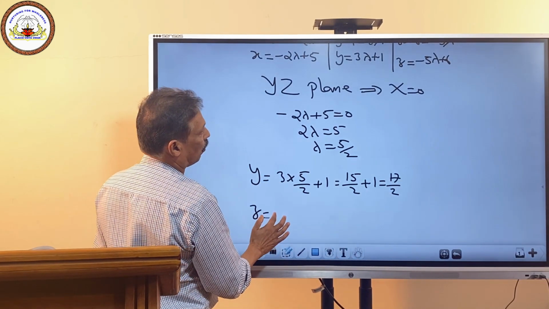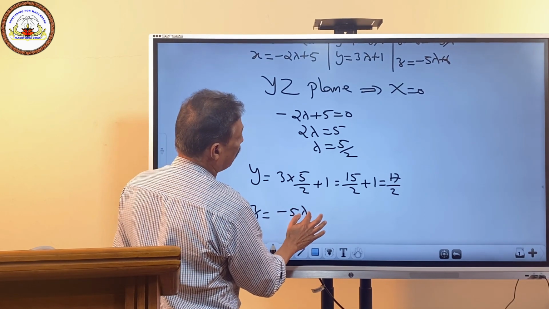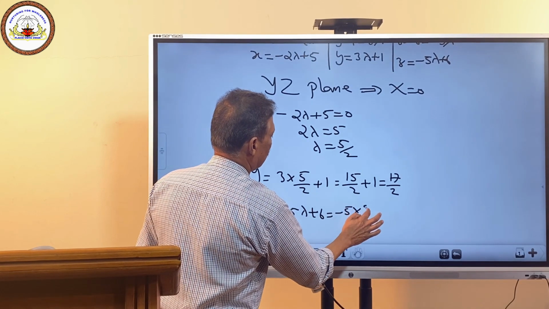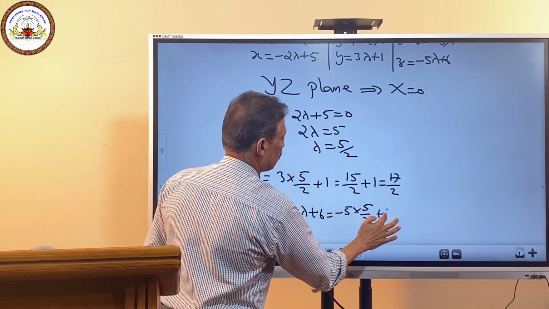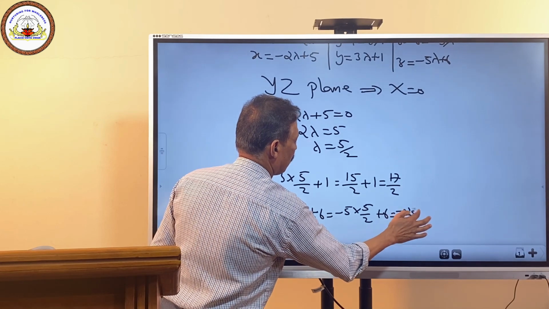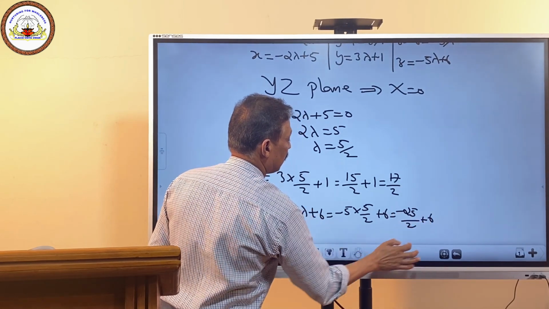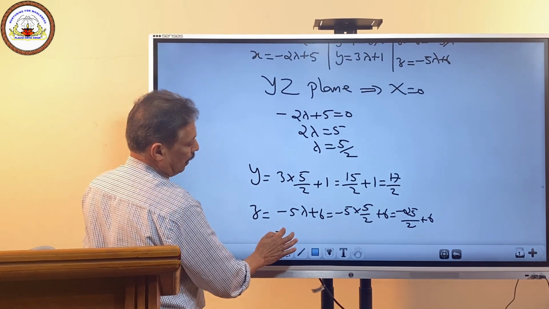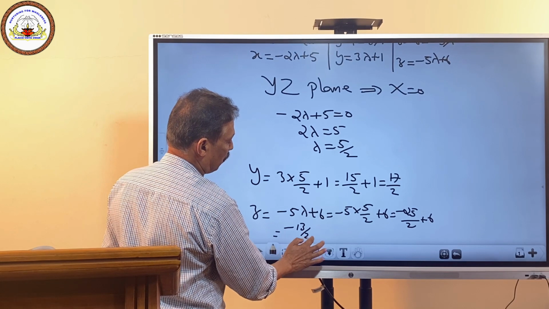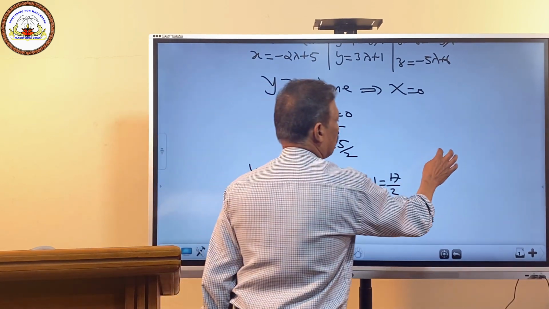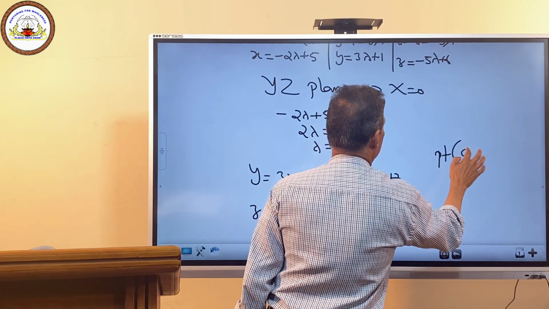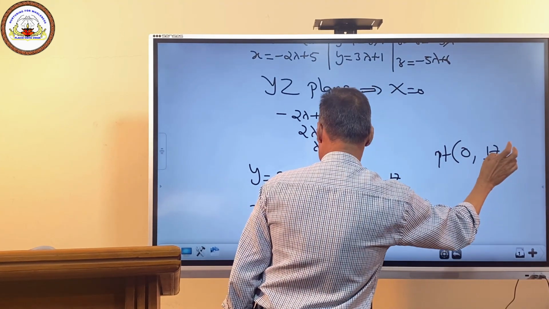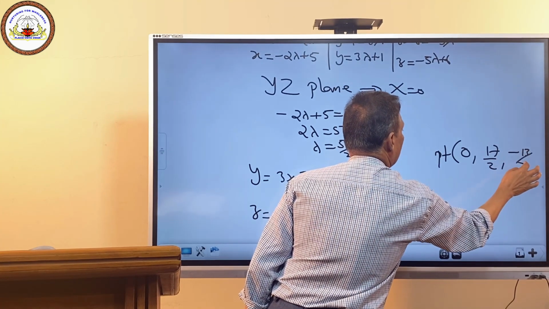Again, z equal to minus 5 lambda plus 6. That is minus 5 into lambda, which is 5 by 2, then plus 6. That is equal to minus 25 by 2 plus 6, that is equal to 12 minus 25 by 2, which is minus 13 by 2. That is our point: x coordinate is 0, y coordinate is 17 by 2 and z coordinate is minus 13 by 2.